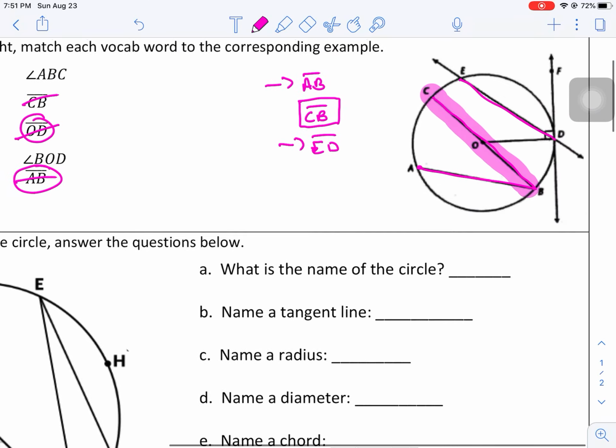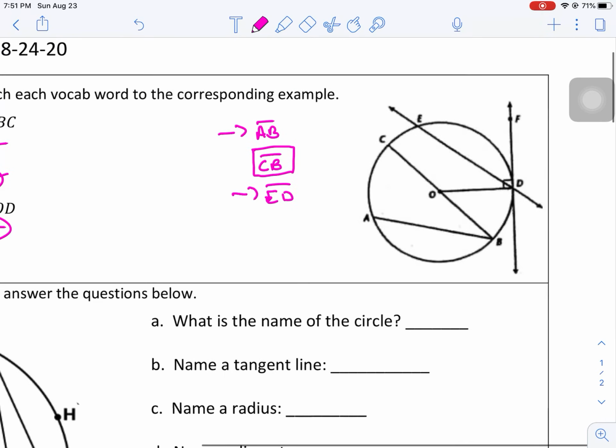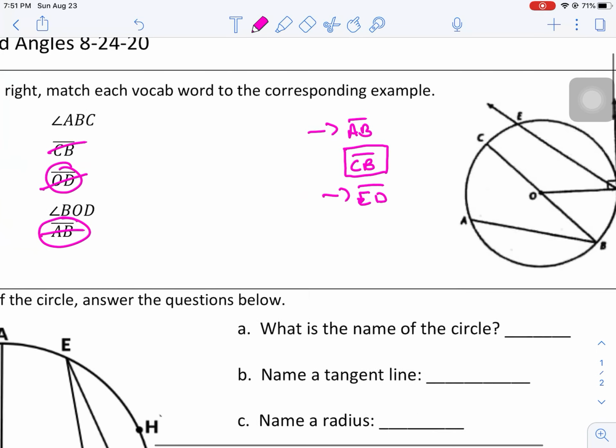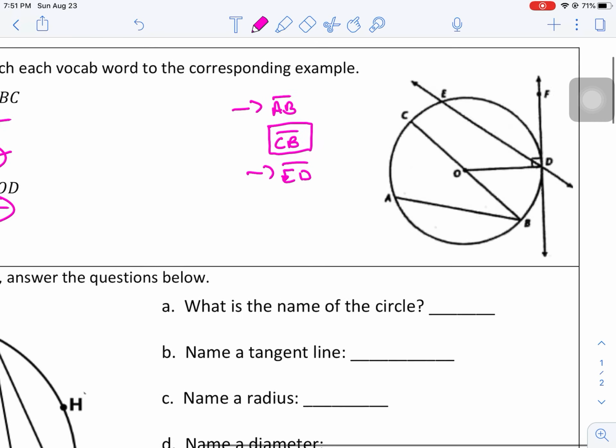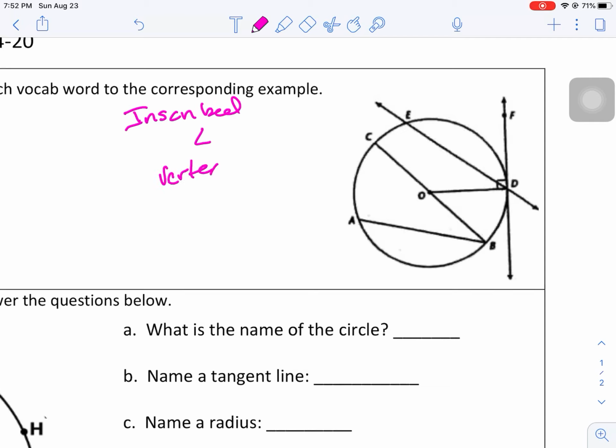Okay? So, clean this up now. Again, the reason why I keep cleaning it up is because this is your thought process every time. Every time you look at this picture, you gotta start looking at those things. So the first thing they want is an inscribed angle, and an inscribed angle is an angle inside the circle, but its vertex is on the circle. So inscribed angle, the vertex is on the circle.